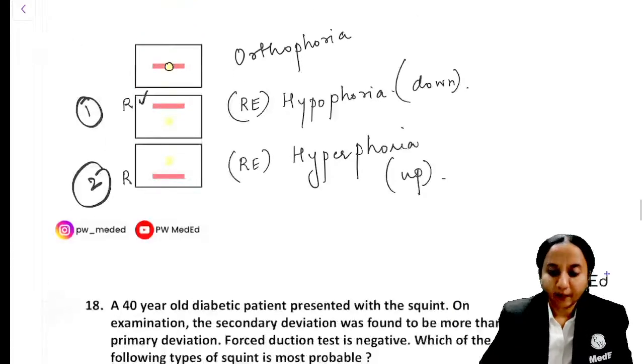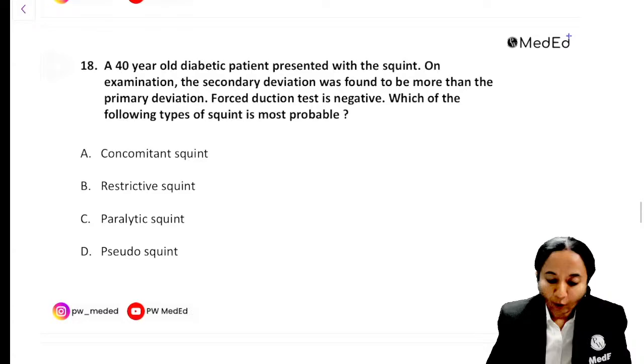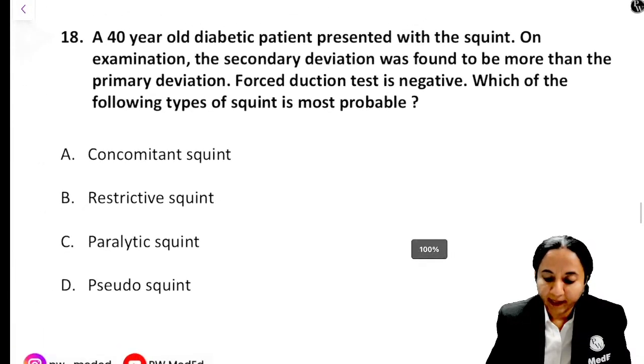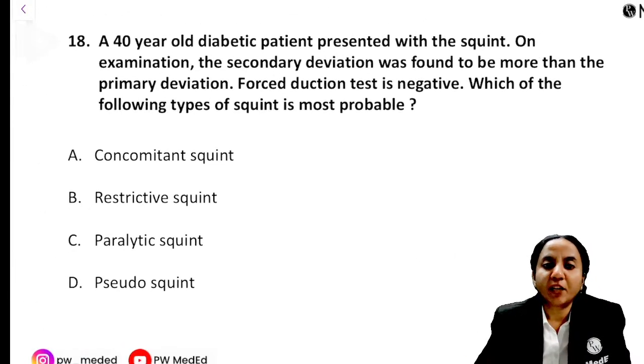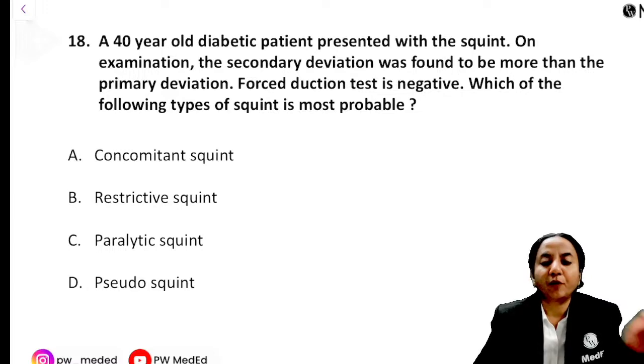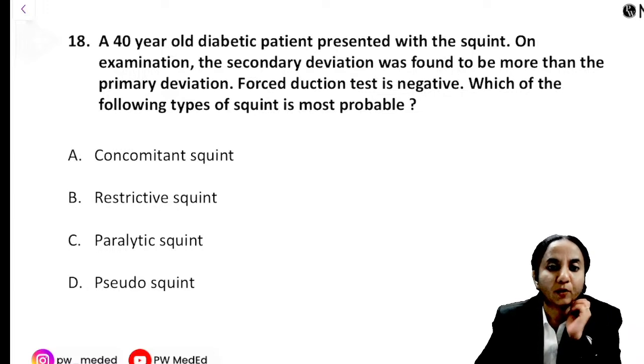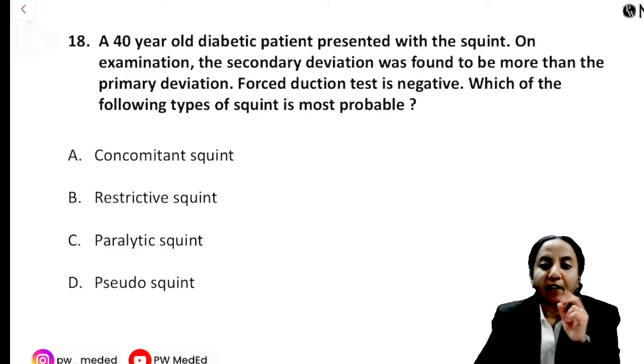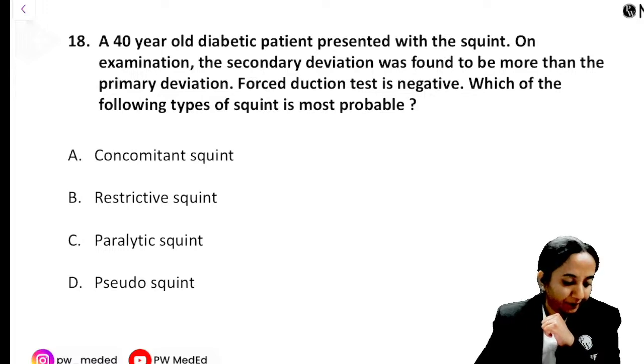Okay? Let's go to the next question. A 40-year-old diabetic patient presented with squint. On examination, the secondary deviation is more than the primary deviation and the forced abduction test is negative. Which of the following squints is most probable? So what will you say? What is the answer? Then I will explain a couple of important things to be remembered from here.